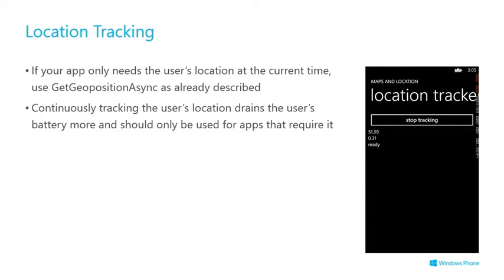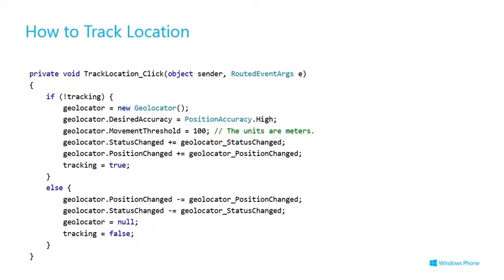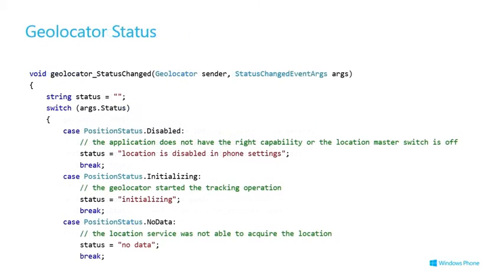But if you want to track the movement over time, you can use the same class, but there's a different mode for this. Continuously tracking the user's location does drain the battery more, so you only want to use this if you really need it. So how you track location is, again, still using the geolocator, but you set a movement threshold here. This is going to throttle the number of position changed events you get. There's a status changed and a position changed event handler, and you can see the logic for a button to start and stop tracking of the position change of the phone.